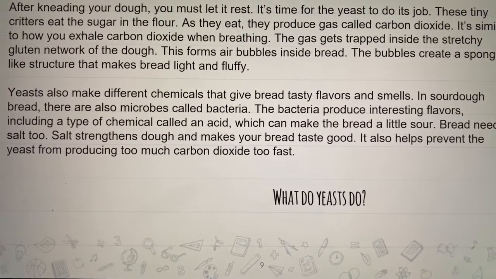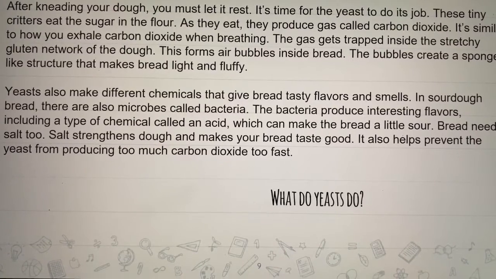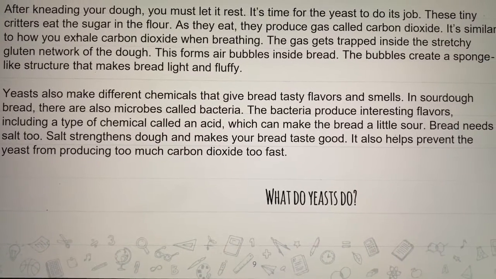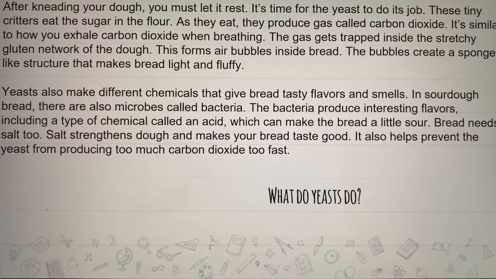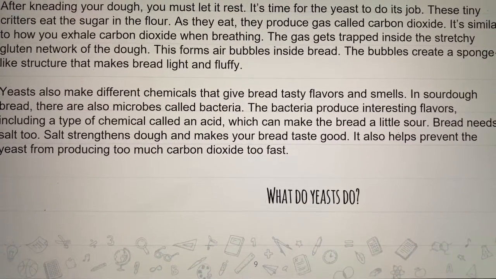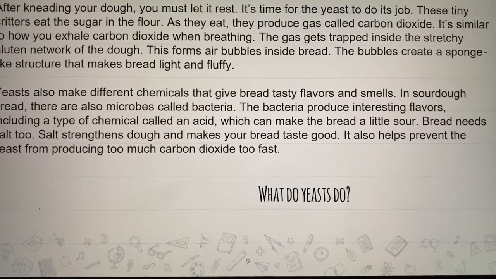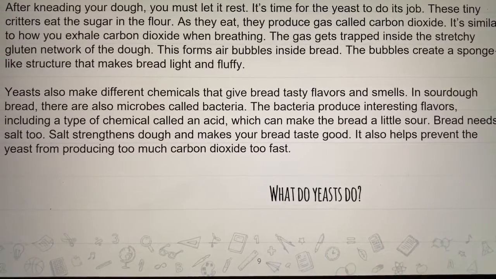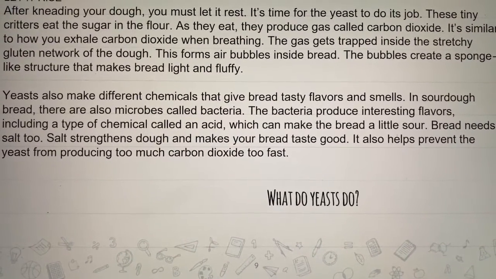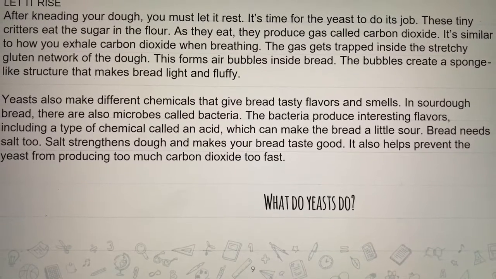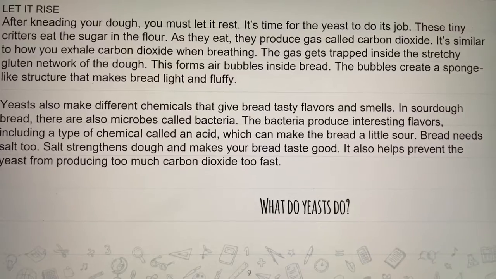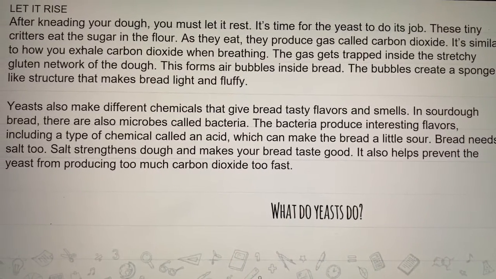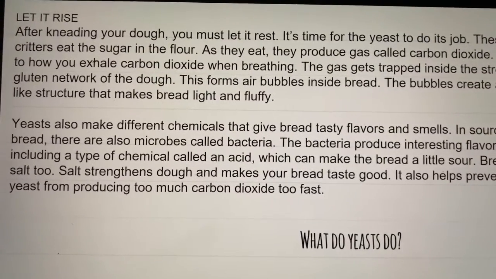In sourdough bread, there are also microbes called bacteria. The bacteria produce interesting flavors, including a type of chemical called an acid, which can make the bread a little sour. Bread needs salt too. Salt strengthens dough and makes your bread taste good. It also helps prevent the yeast from producing too much carbon dioxide too fast.